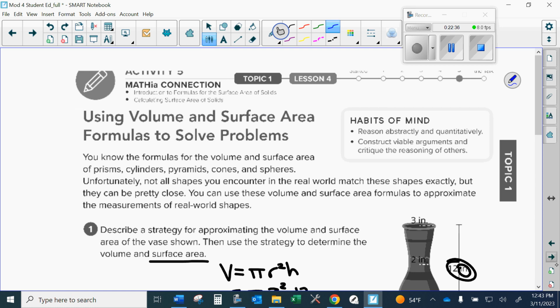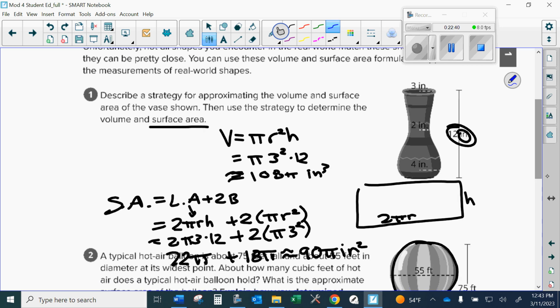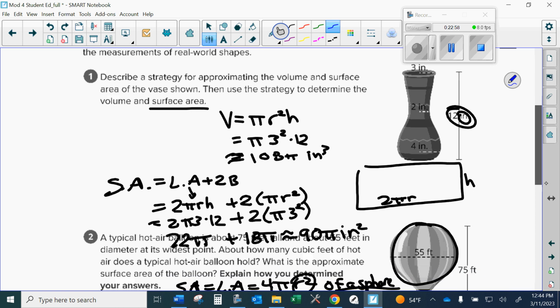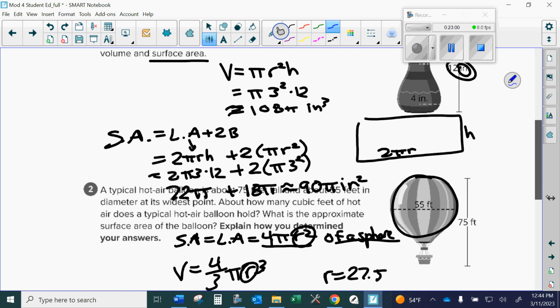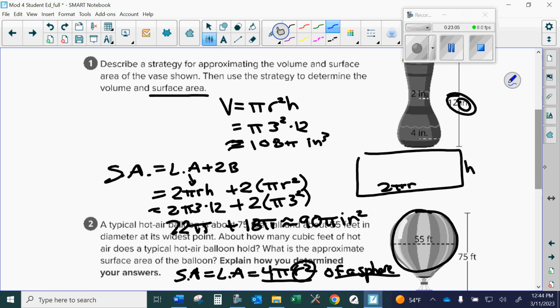Okay, volume and surface area to solve problems. Okay. I'm just getting worn out here. I'm taking a break.